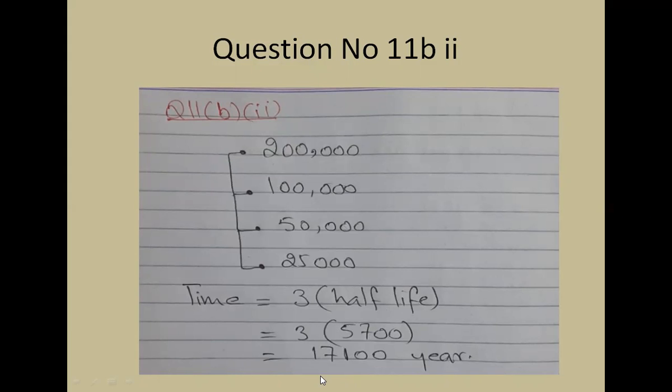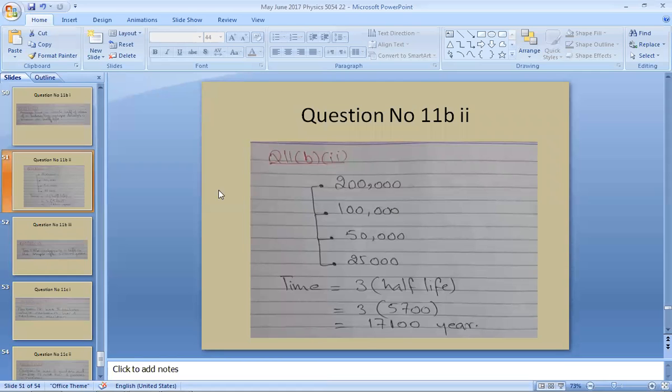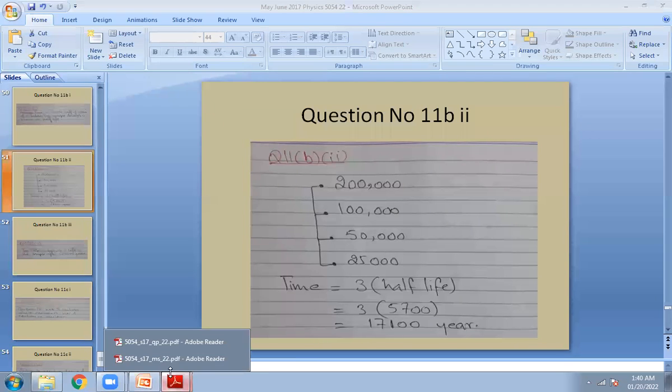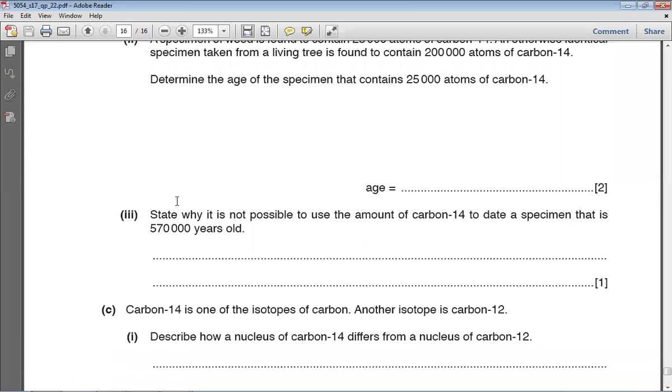So you will get 17,100 years. So the sample is 17,100 years old, because there are 3 half-lives passed and each half-life is 5,700 years. Hopefully you understand this numerical. Okay, so let's have a look.